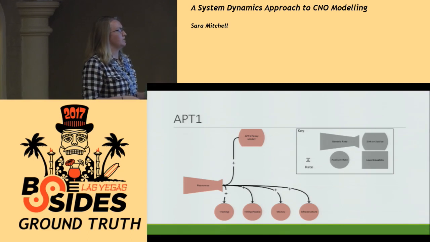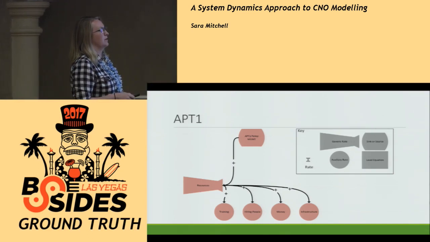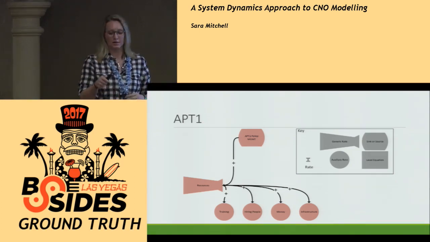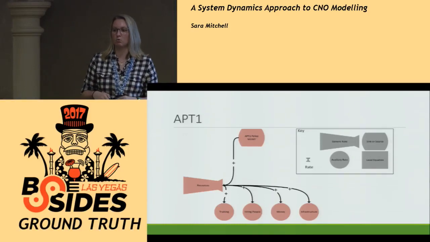So we want to look at APT1, or really any adversary. They have some sort of policy and management structure. They allocate resources, indicated here by the positive. These resources are then allocated into training, hiring people, money, and infrastructure. Hiring people can also be a less formal recruiting of people to your cause, if you're not quite a formal organization.